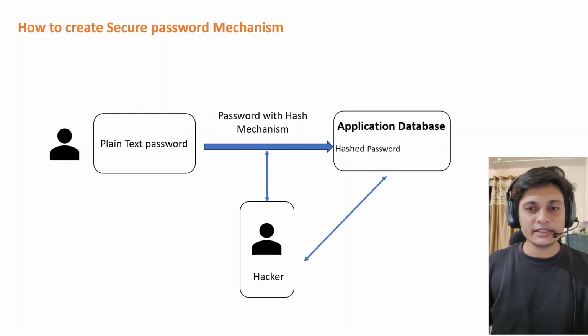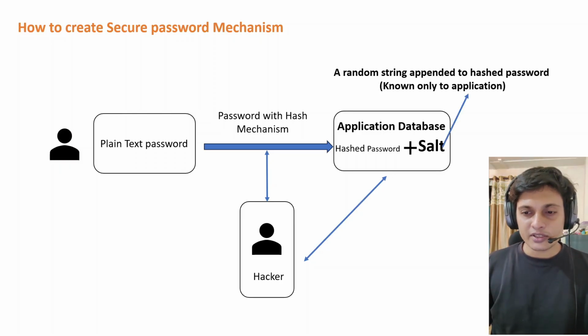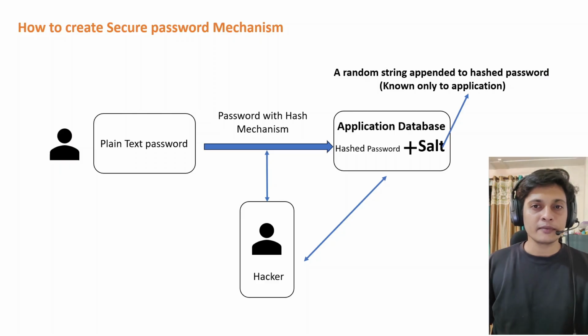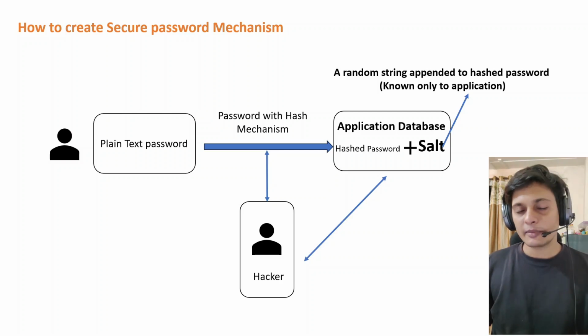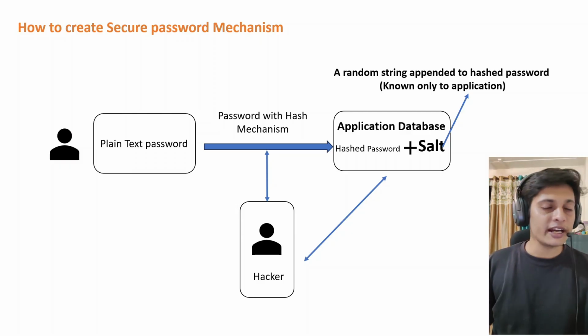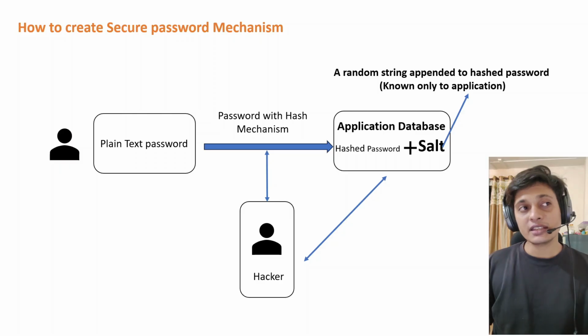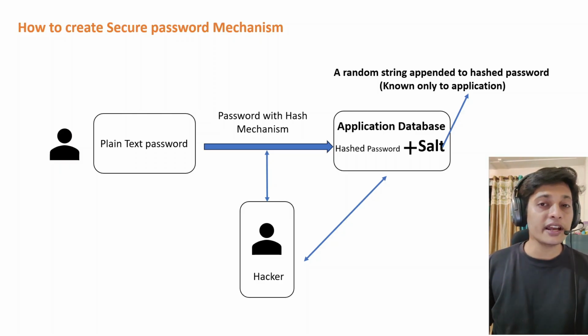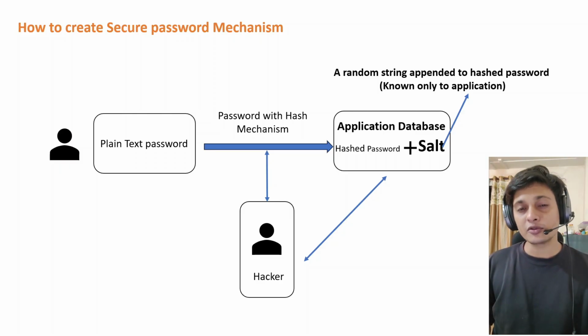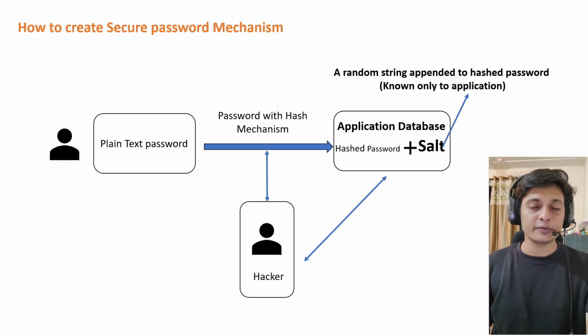So what we did is we added a salt. What is this salt? This salt is a random string appended to your hashed password, known only to the application. So when you sign up for that application, that password string goes to the backend server. The backend server adds some random string to that password string, then hashes the complete string, and after hashing it stores that hash in its database.